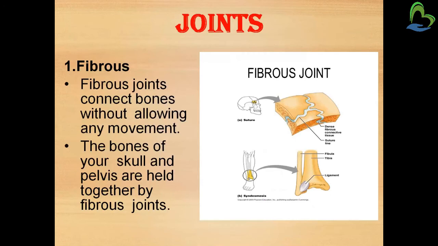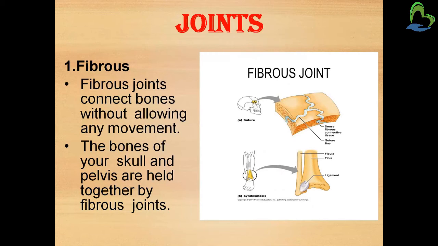Okay, now the joints. There are different types of joints. So the first one is fibrous. Fibrous joints connect bones without allowing any movement. For example, the skull and the pelvis, right? The bones of the skull and the pelvis are attached together by this type of joint. That is a fibrous joint, right? And this type of joint does not allow any movement.